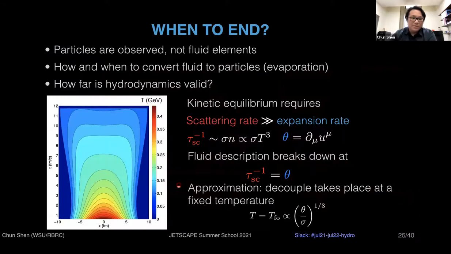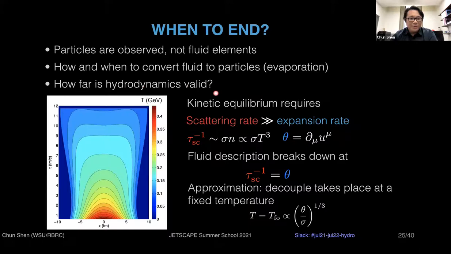Okay. So the fluid dynamics evolves the system to a dilute region, but since the detector cannot detect fluid cells and mostly detects particles coming from the collision, we need to convert the fluid cells into particles, very much like evaporation. If you think about a fluid, it evaporates some air molecules, water molecules outside, and they are particles. So the question comes: when should we convert fluid cells into particles?